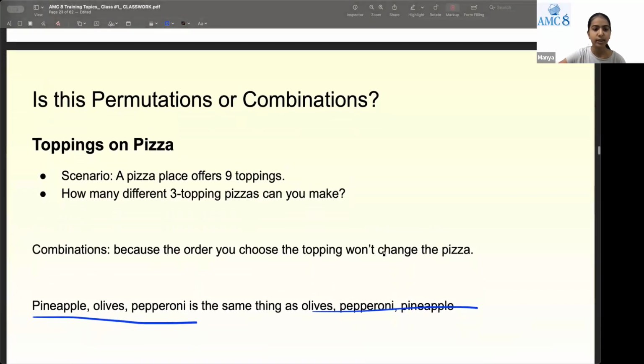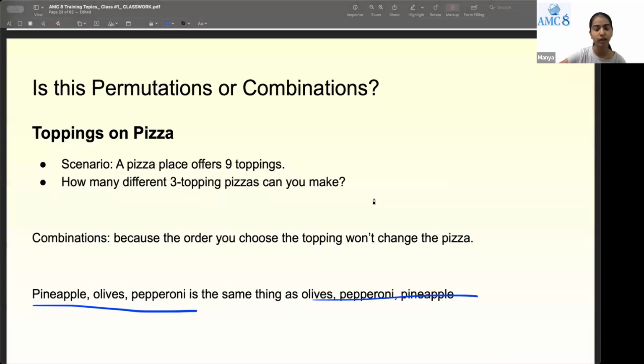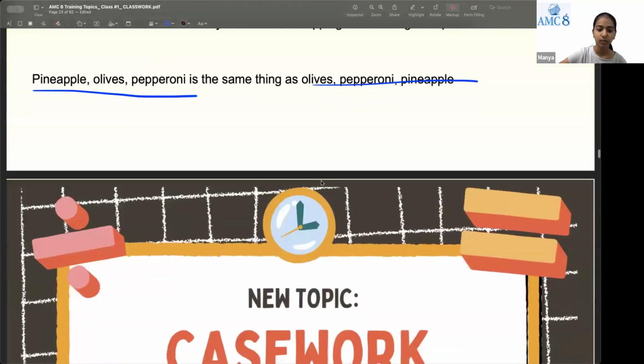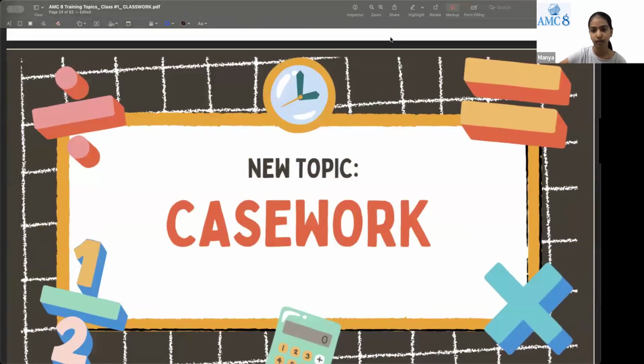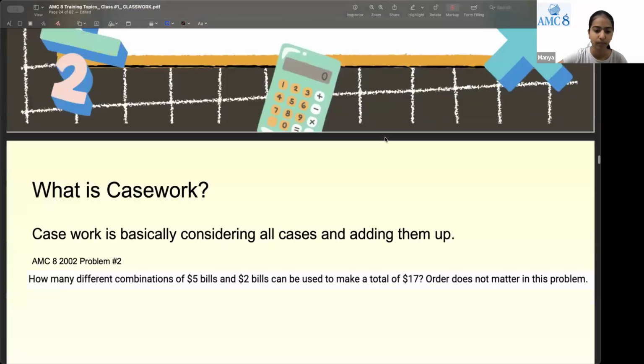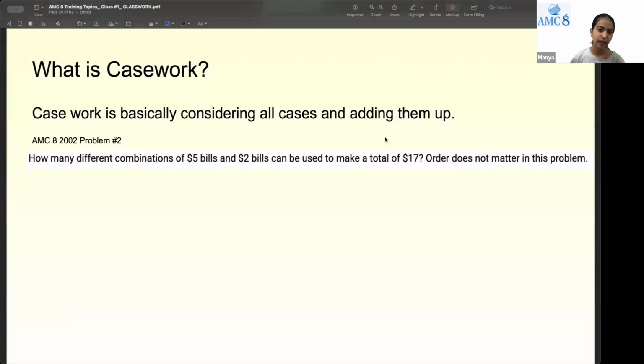So, does anyone have any questions on permutations or combinations? Okay. So if no one has any questions, then we'll move on to our next topic, which is casework. Casework is basically considering all of the cases and adding them up. So this is a problem from the AMC 8 2002 paper. This is problem number 2.